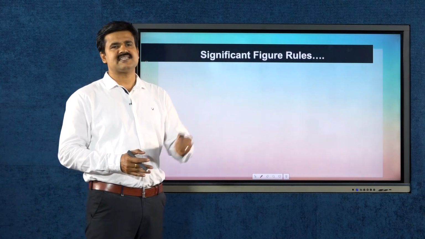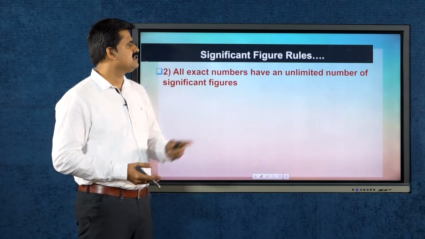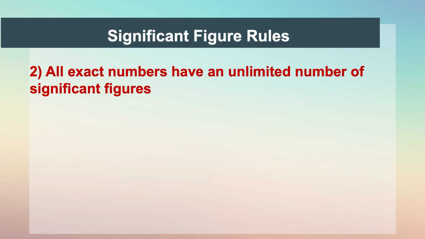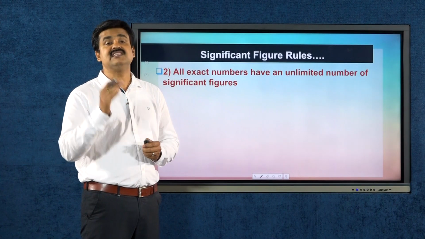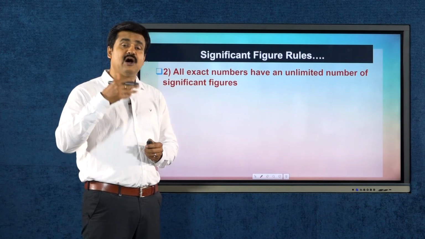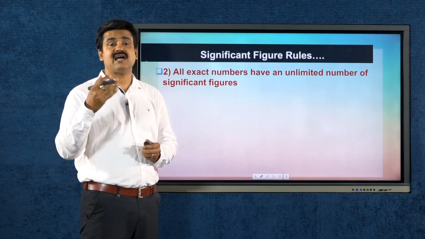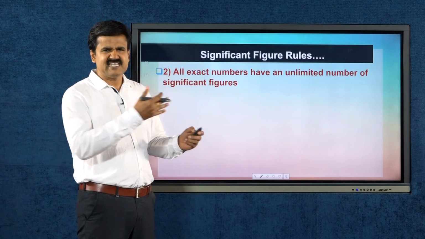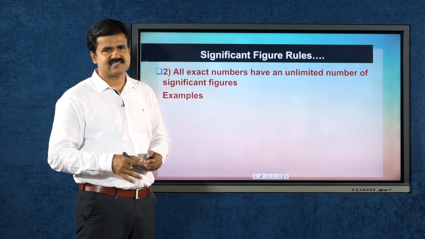We are now discussing the second rule. This is most important. This is about exact numbers. All exact numbers have an unlimited number of significant figures. Then what do you mean by the term exact number? Then how will you get an exact number as a result of a measurement? The examples will tell you more details.